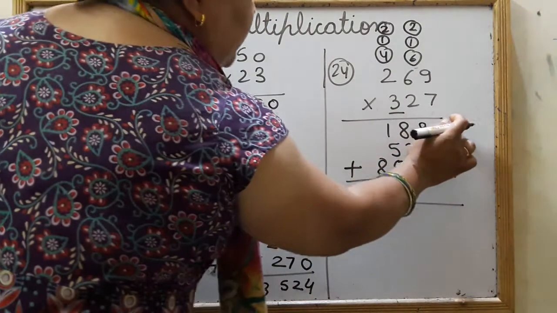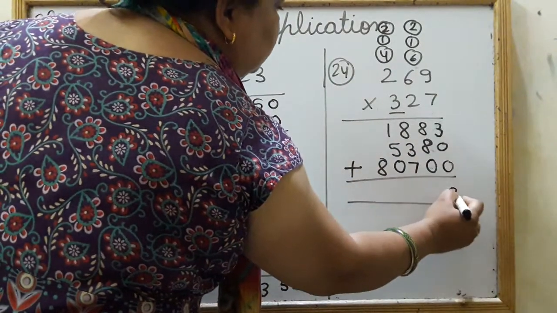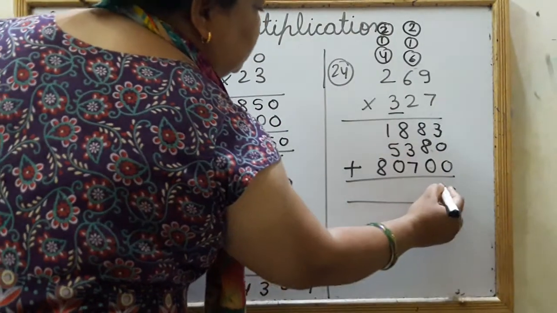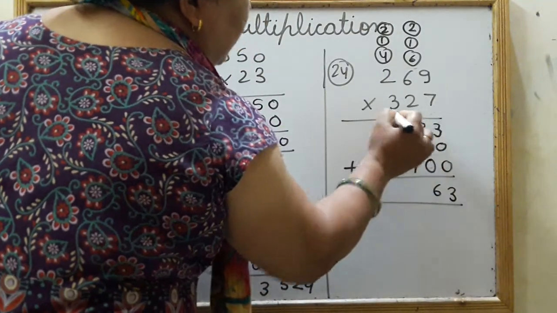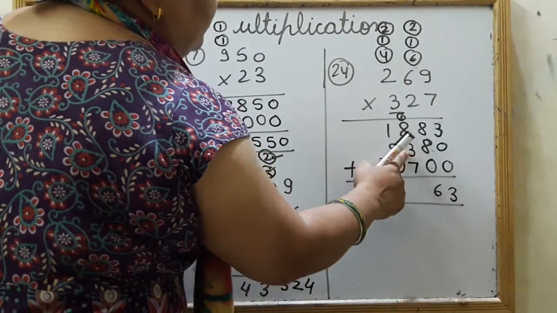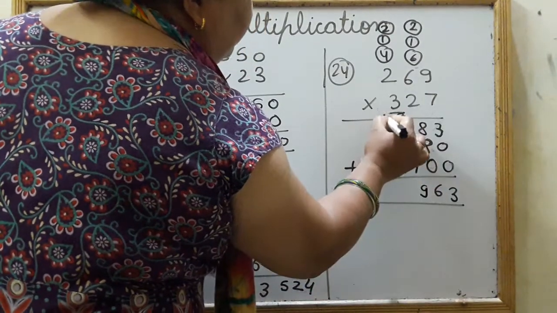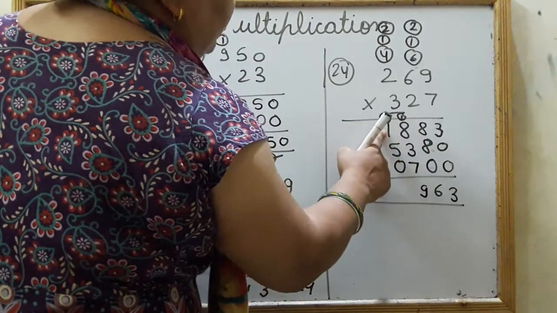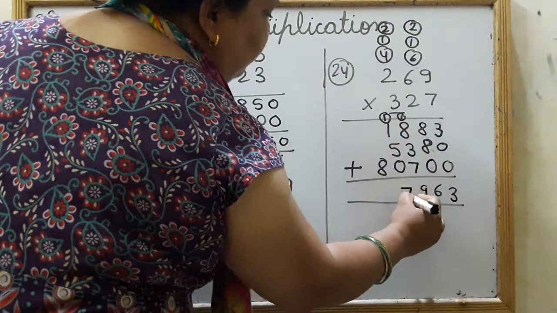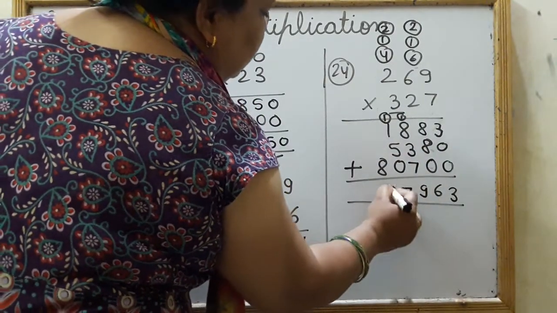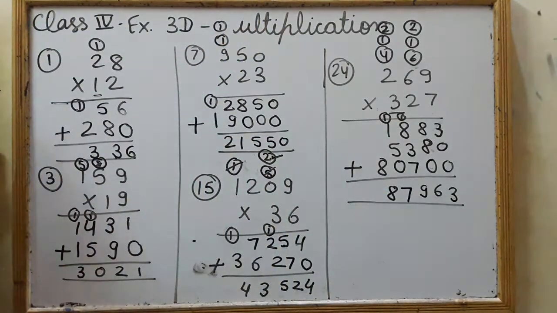Addition. 3 plus 0 is 3. 8 plus 8 is 16. 1 carry. 8 plus 3, 11. 11 plus 7, 18. 18 plus 1 is 19. 1 carry. 1 and 1, 2. 2 and 5 is 7. And only 8 is here. So we will write 8 downside.